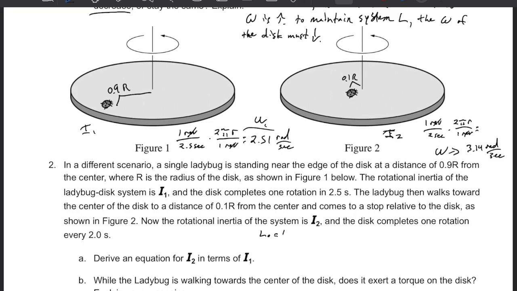Well, if we know initial angular momentum is equal to final angular momentum, we can say I1 times omega 1 is equal to I2 times omega 2. We've solved for the omegas, and then we can set up the problem so that we solve for I2 in terms of I1. So I1 times 2.51 is equal to I2 times 3.14. We're simply just going to divide the 3.14 to the other side. So 2.51 divided by 3.14.